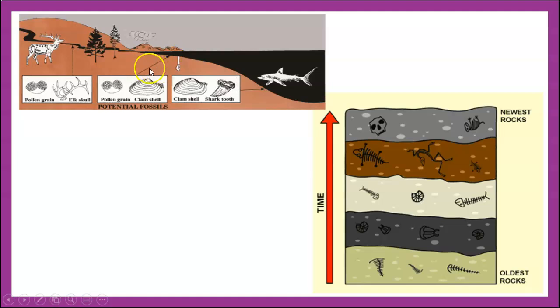Closer down to the shore, you would probably find similar pollen grains that wash down, but you'd probably also find clamshells. And then a little bit deeper, you might find clamshells along with shark teeth. And so that would give you an idea that some of those things lived pretty much at the same time.